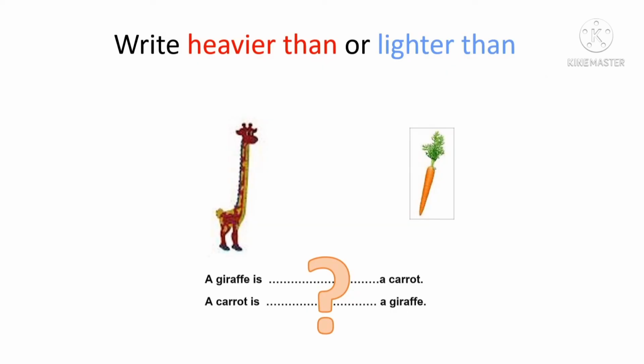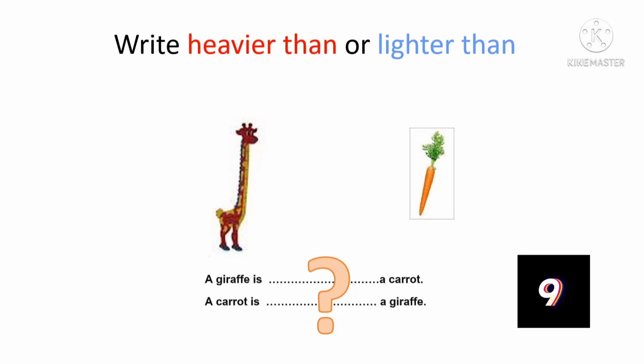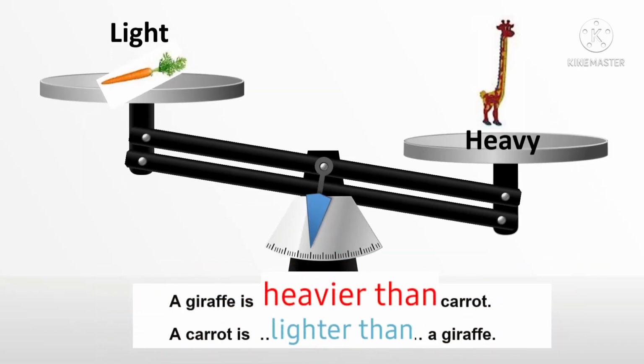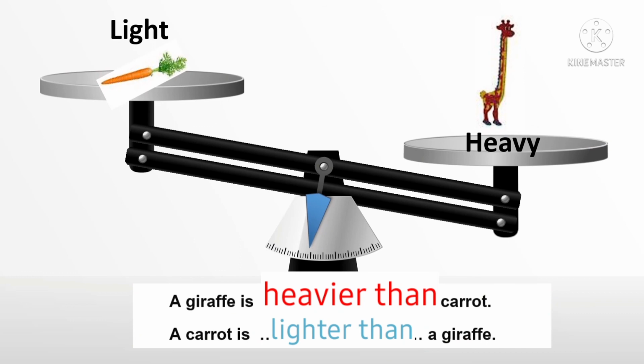Write heavier than or lighter than. A giraffe is blank a carrot. A carrot is blank a giraffe. A giraffe is heavier than a carrot. A carrot is lighter than a giraffe.